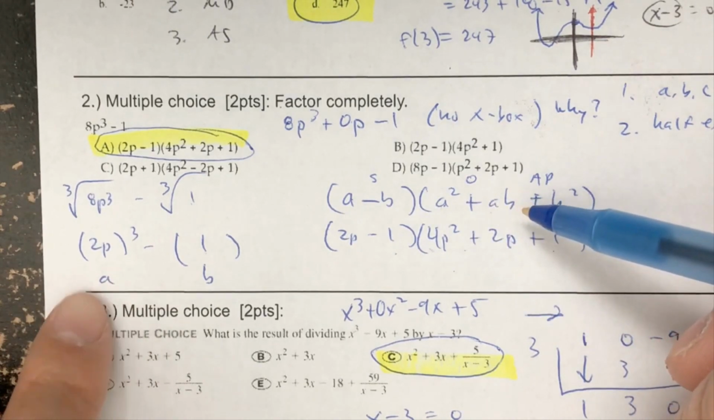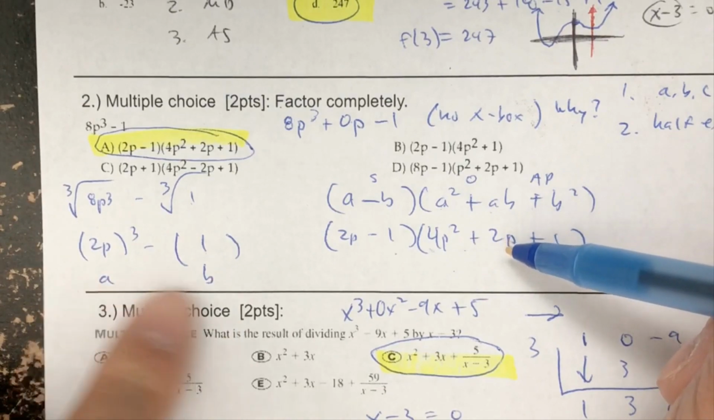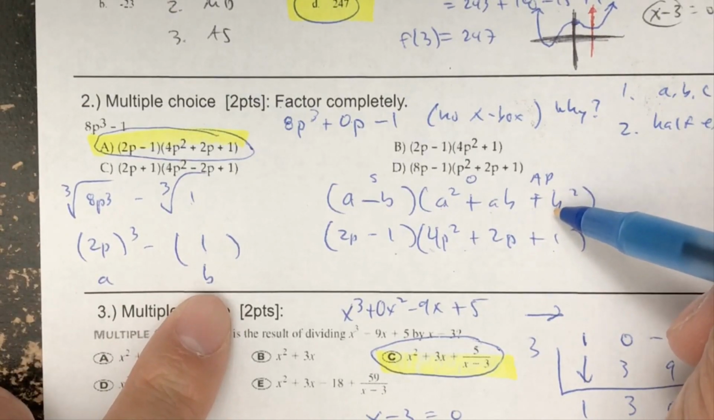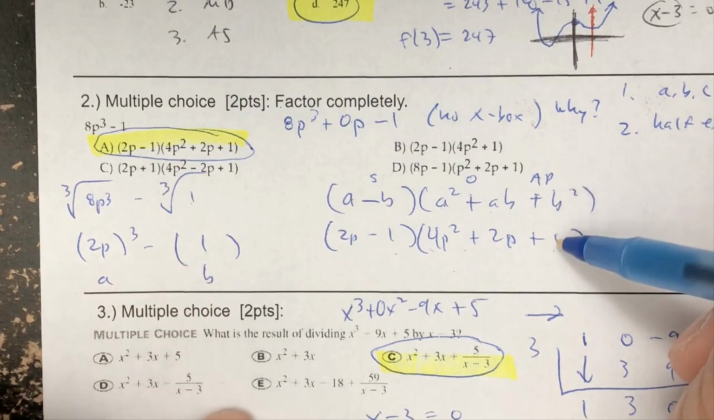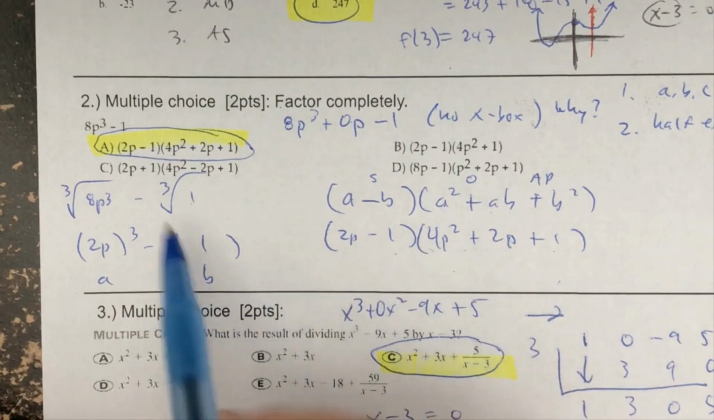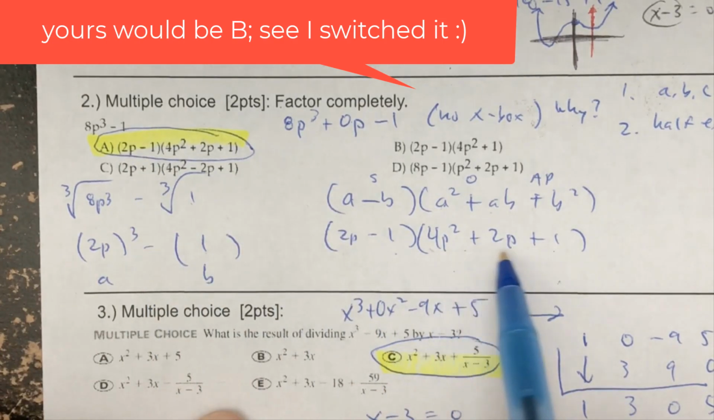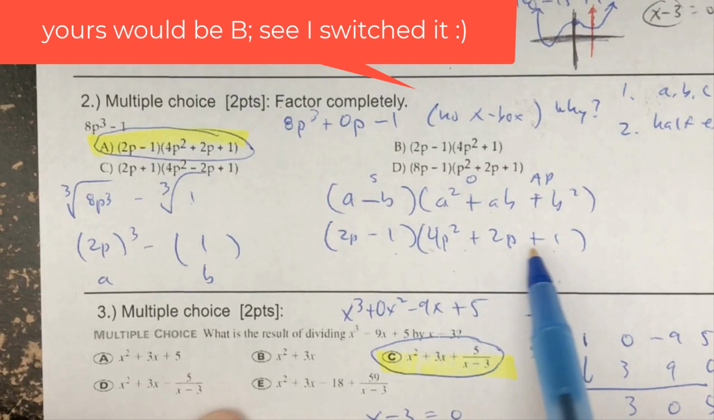A times B, so 2p times 1 is just 2p. And then B squared, B value 1 squared, is just 1. So 2p minus 1, 4p squared plus 2p plus 1, the answer is A. Now, just a reminder that this trinomial here is prime. You cannot factor that again.